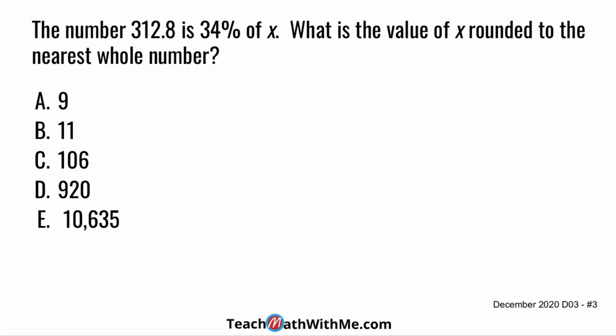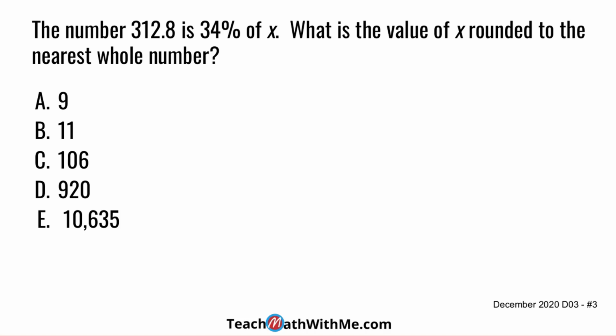Practice ACT math question from December 2020. It was question number 3, and it says the number 312.8 is 34% of x. What is the value of x rounded to the nearest whole number?